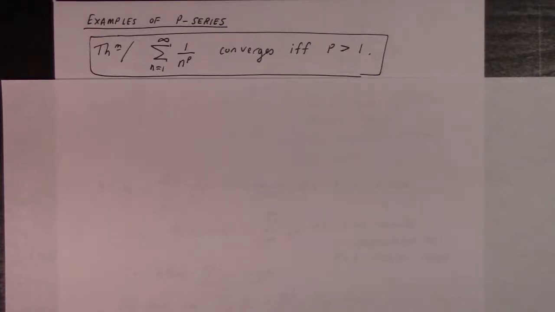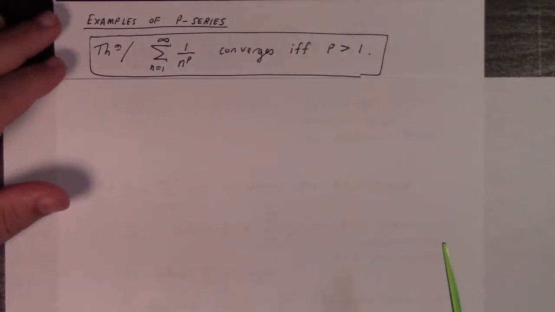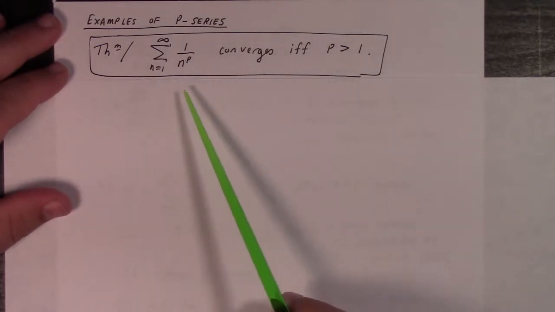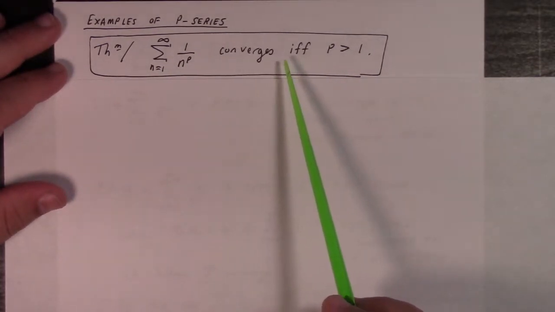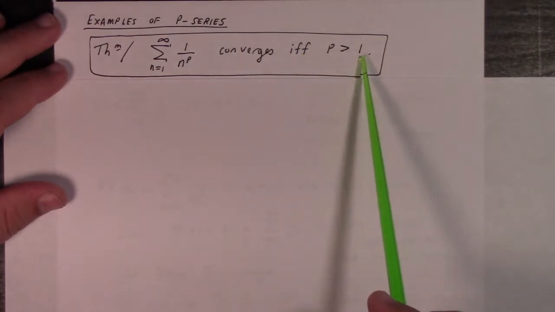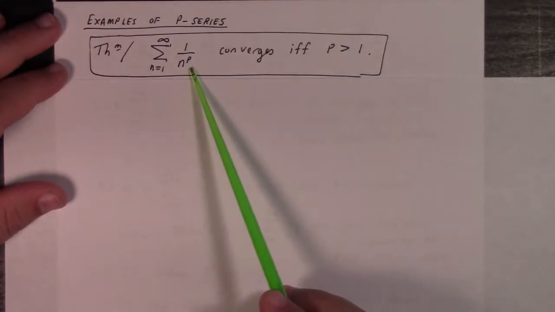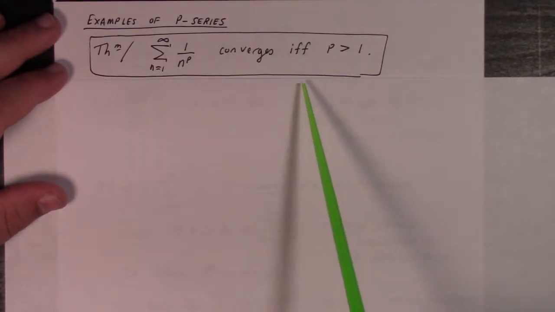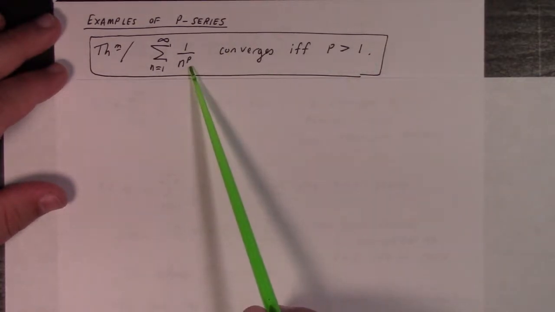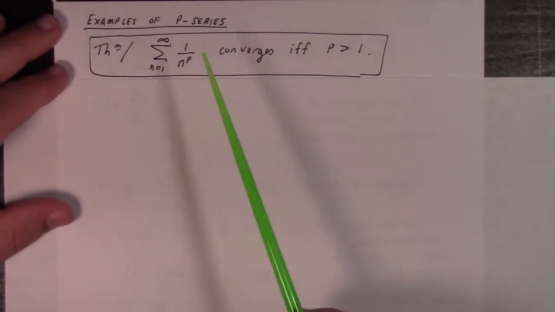Alright, so in this video we'll focus our attention on p-series, which we derived in the last video by the integral test. But the result is just this. The sum n equals 1 to infinity of 1 over n to the p converges if and only if p is larger than 1. So the borderline case would be p equals 1, which diverges. That's the so-called harmonic series.